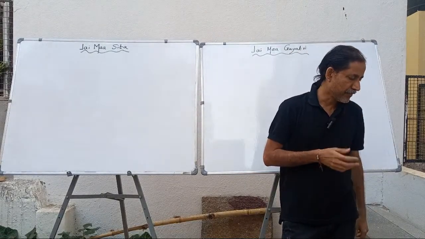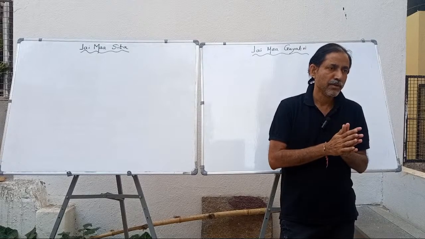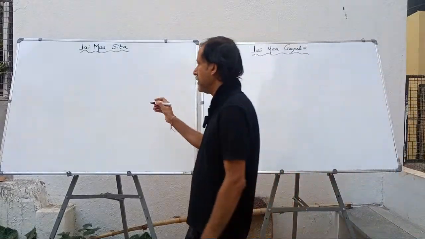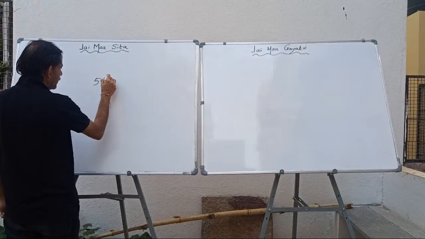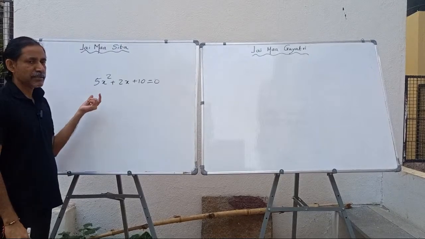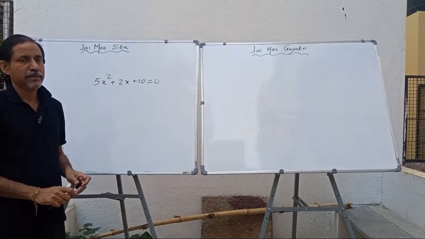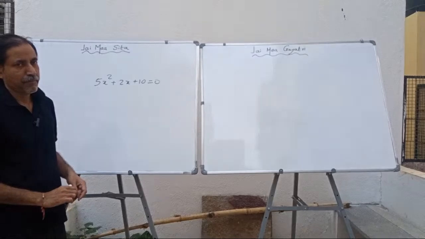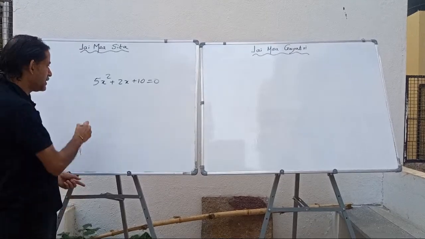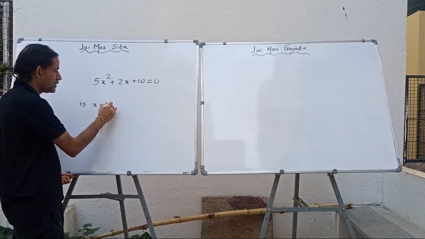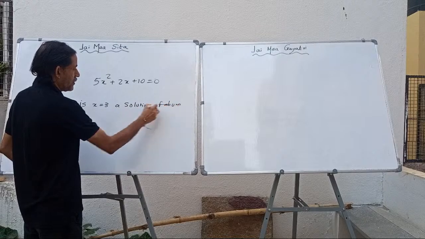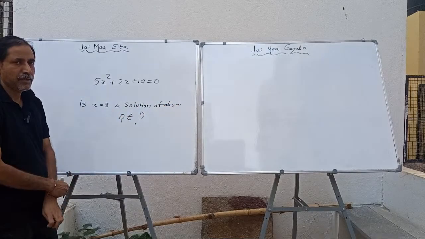If somebody says is 3 the solution of a particular quadratic equation, how will you say whether it is or not? So let's say 5x square plus 2x plus 10 is equal to 0. Let's say this is a quadratic. Is 3 the solution of this? Is x is equal to 3 a solution of the above quadratic equation? Question mark, right?